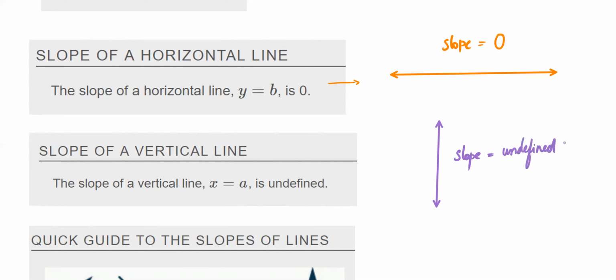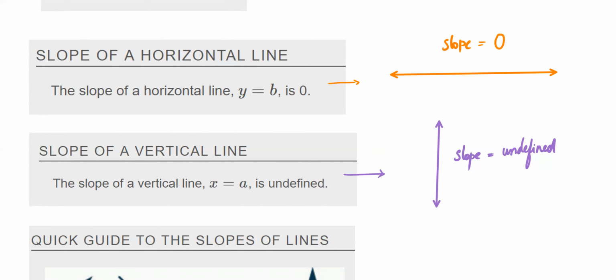You need some kind of slantness. If it's erect, if it's vertical, we have really no discussion about the slantness. Therefore, the slope for a vertical line is undefined. Horizontal line, the slope is always 0. Vertical line, the slope is always undefined.